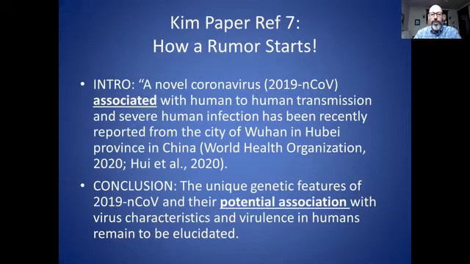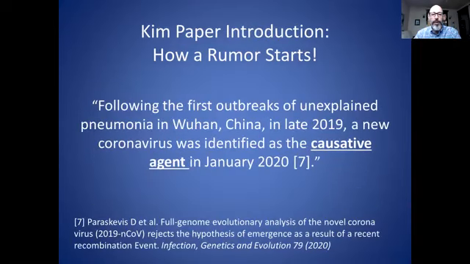And in its conclusion, it says the genetic features of the virus and their potential association with virus characteristics and virulence in humans remain to be elucidated. So in other words, there's some kind of association. We need more research. We haven't proven anything. So how did they say this? They must have just basically flat out lied. They made this up. They said it's a causative agent.